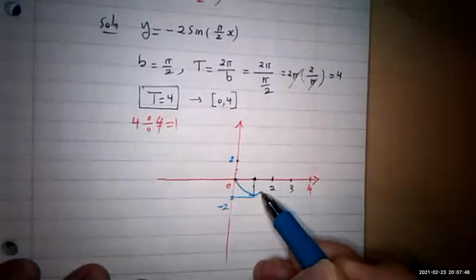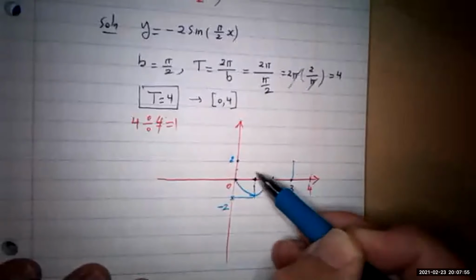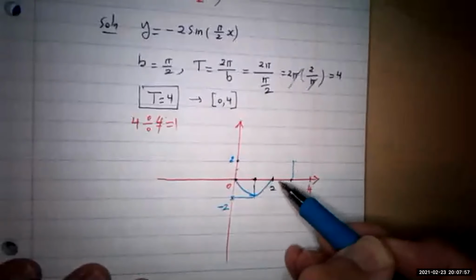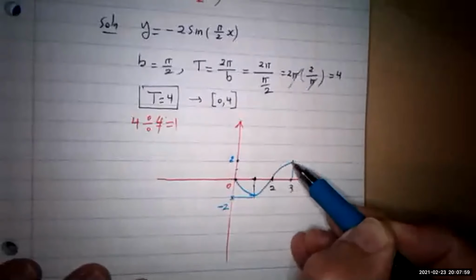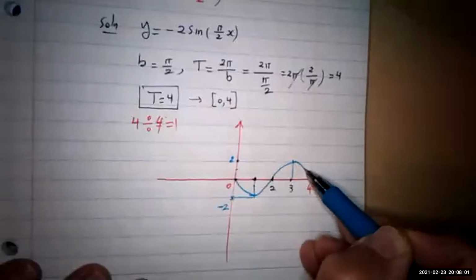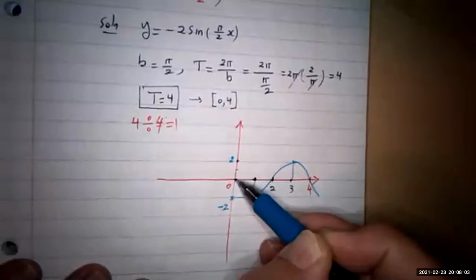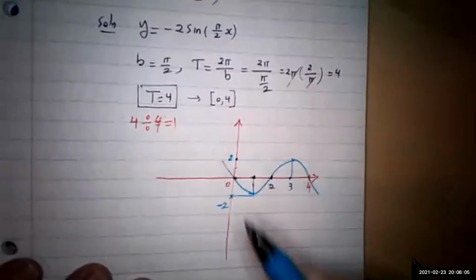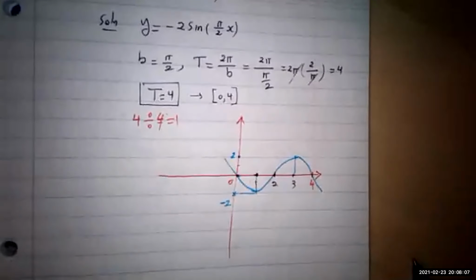Then you go to the intercepts. At the next point, you are going to get the maximum. The maximum would be here, because this is going to be a positive 2. Then we have to go to the intercepts. So this is going to be the graph of your function. Any question?